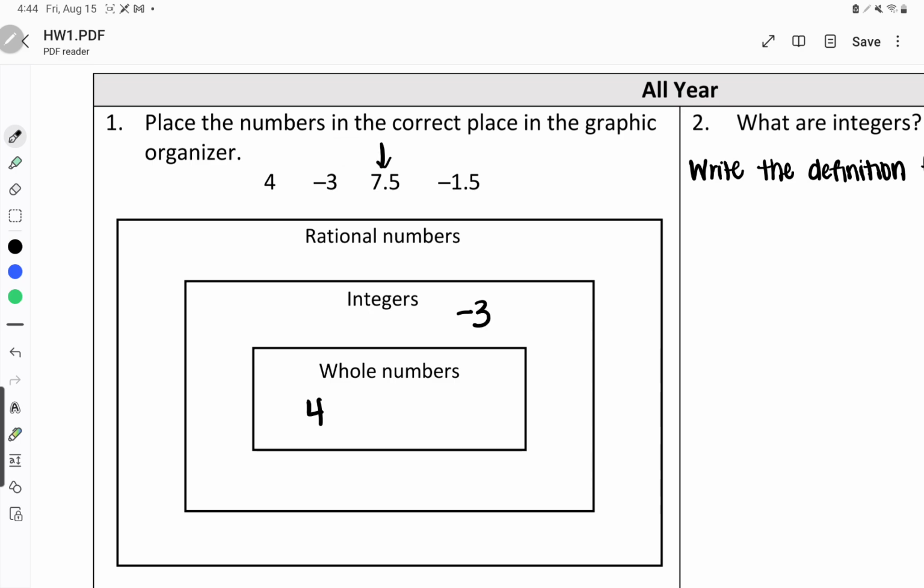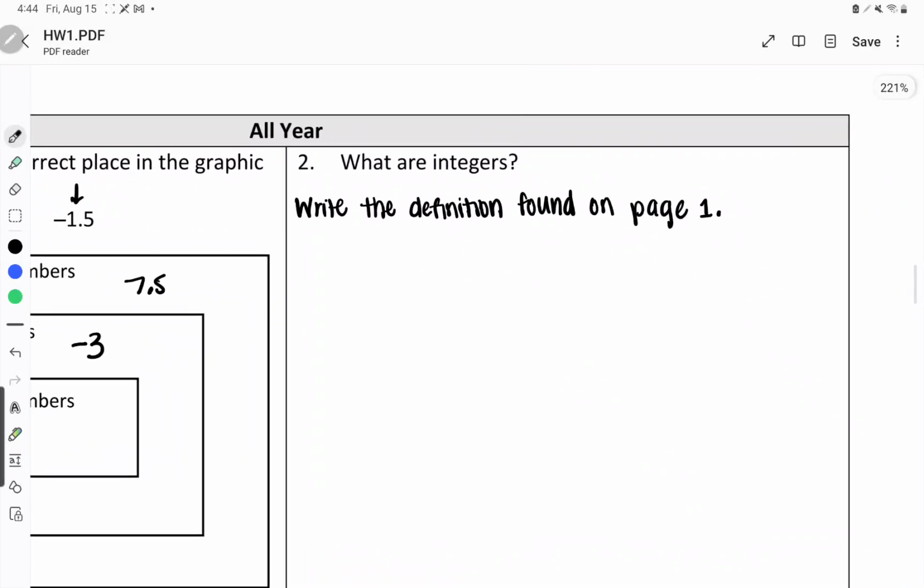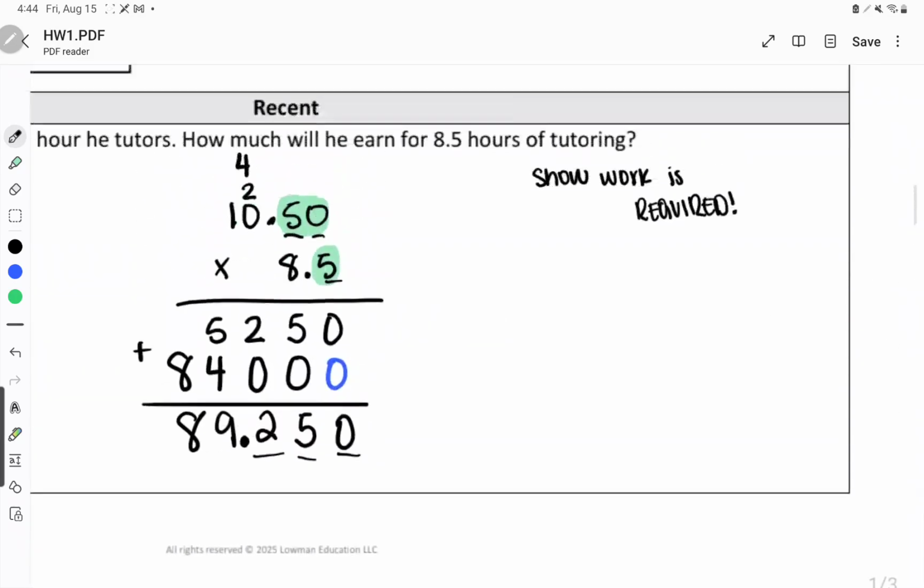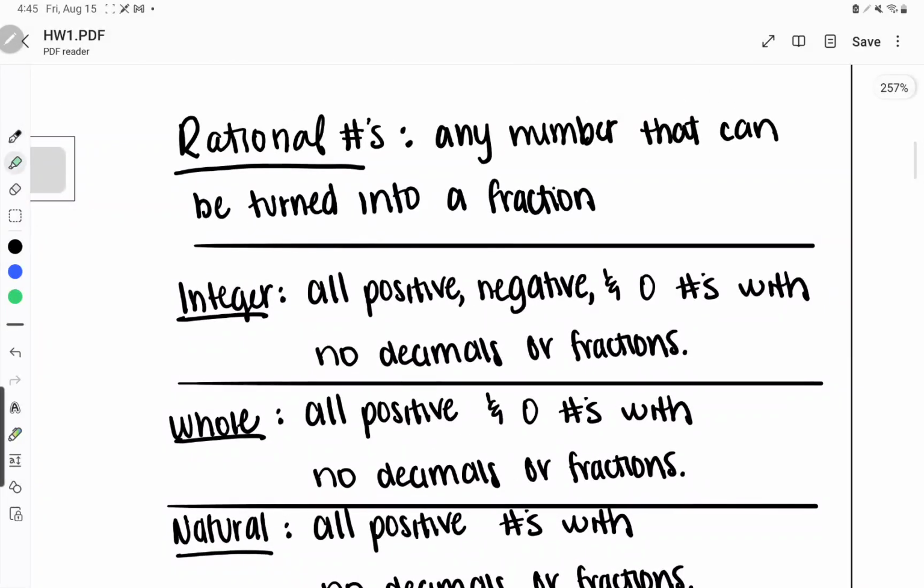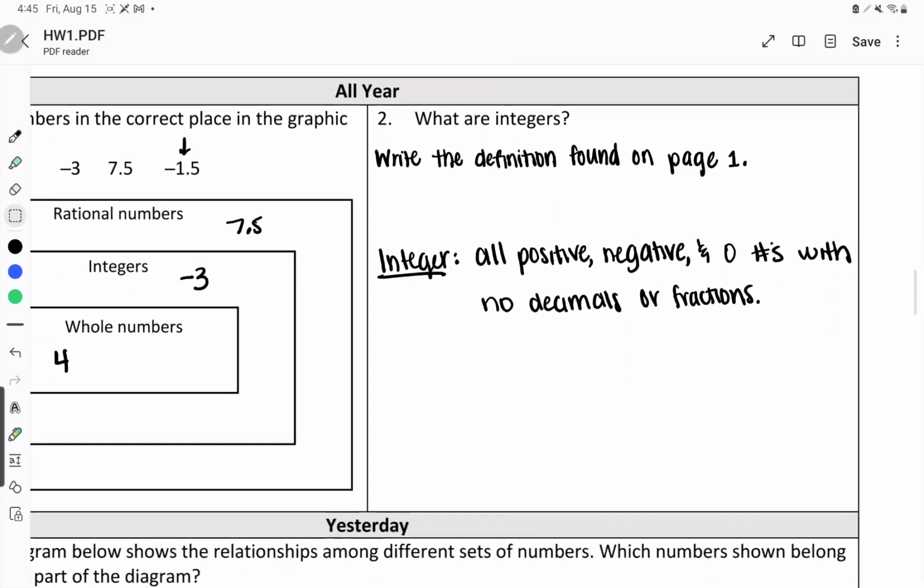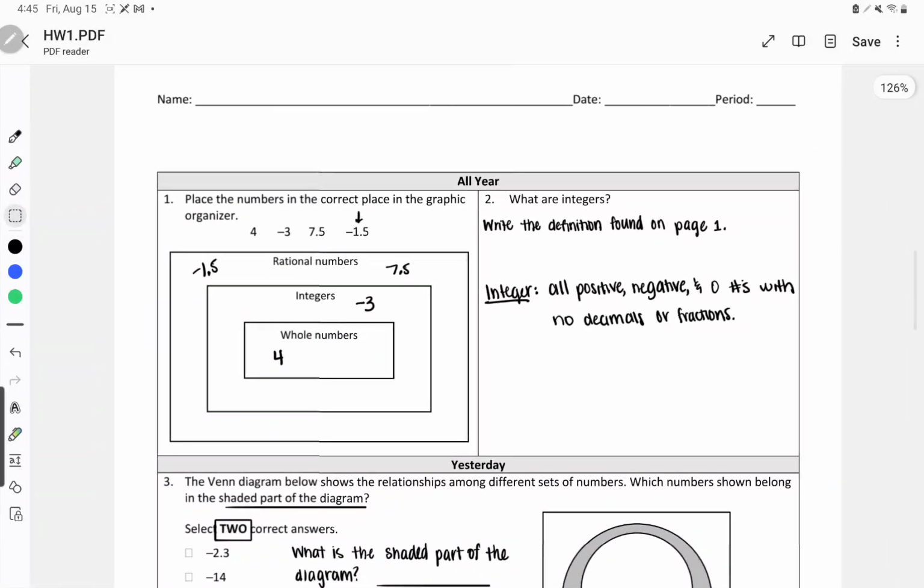How would you classify 7.5? Remember, only rational numbers can have decimals, so we're going to classify that as irrational. How would you classify -1.5? Remember, only rational numbers can have decimals, so we'll classify that as a rational number. This says, what are integers? All you're going to do is just copy down this definition that I gave you right here for the definition of an integer. There you go. So that's what the definition should be.